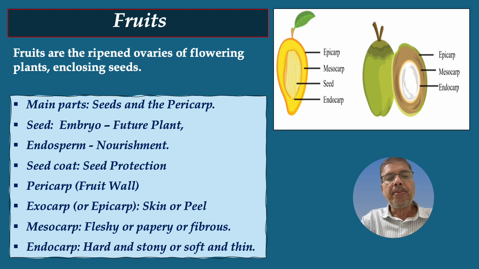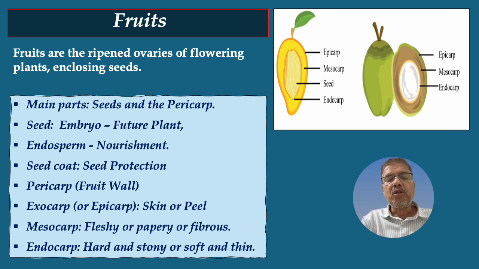In many fruits, the pericarp differentiates into three distinct layers, although these layers can vary greatly in thickness, texture, and distinctiveness depending on the fruit type. The three different layers are, first, the exocarp or epicarp. This is the outermost layer of the pericarp, often referred to as the skin or peel of the fruit. Its primary function is to protect against pests, diseases, and environmental factors like desiccation. In some fruits like citrus, it is thicker and contains oils.